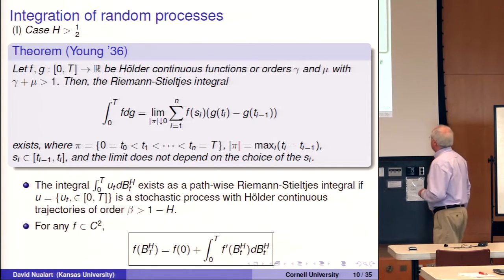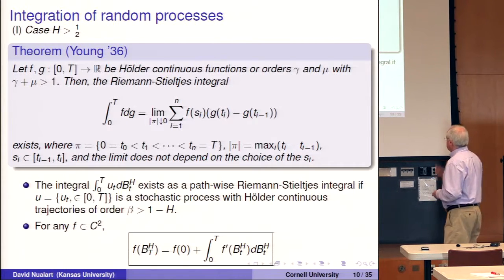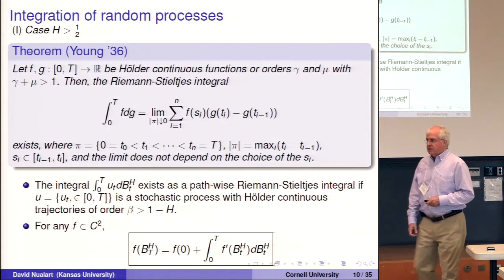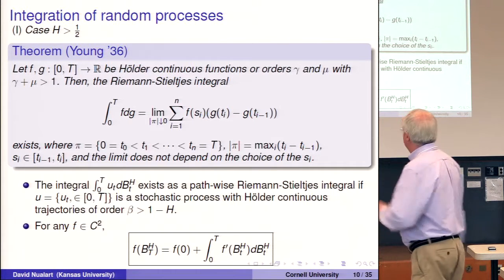And actually, this integral follows the rules of classical calculus. So for example, if you have a C2 function, you have f of B_t equals f of 0 plus the integral of f prime dB, where this is a Young integral. Because f is differentiable, this is Holder continuous of order H, almost H. This is also Holder continuous almost H, so this integral exists because the sum of the two Holder continuity orders is bigger than 1. Okay? So that's the pathwise approach when H is bigger than 1/2.